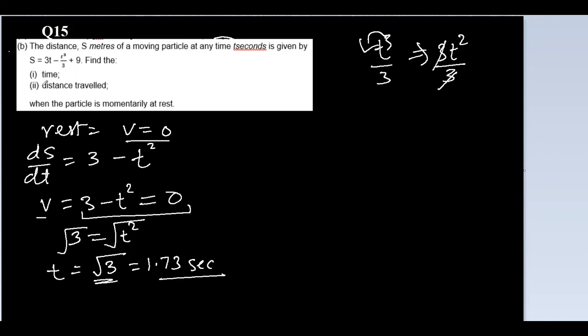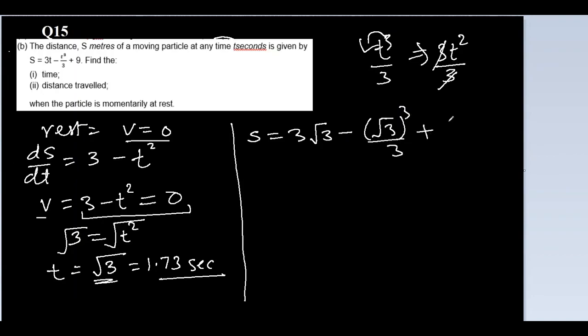Right. Second is the distance traveled. Now we have the distance equation. We know the time. We'll just plug in the time into it. So s equal to 3 times, in place of time I will write square root 3, minus t cube, so square root 3 cube over 3, plus 9. That gives me about 12.46 meters.